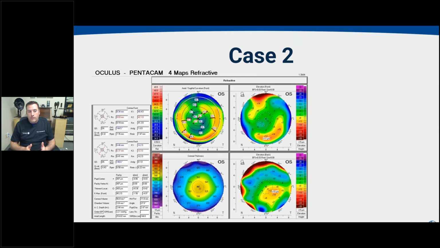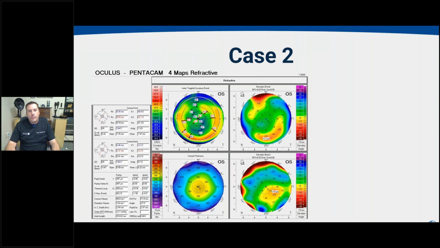And this can be very challenging, and if you don't have sophisticated enough topography and particularly tomography measurements, it can be hard to do. So if we again pull up our 4-Maps Refractive, and here particularly focus on that axial curvature map, we can see that what we're seeing centrally is a pretty regular topography. We are seeing it line up on the flat axis along about the 145 degree axis.